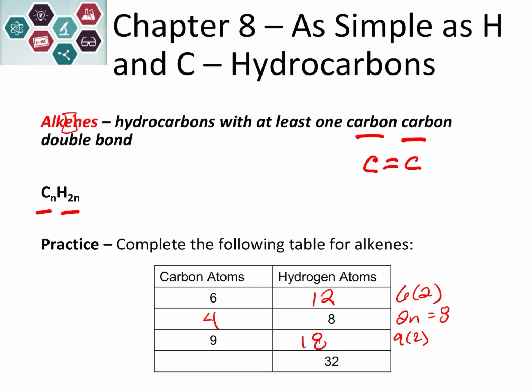All right, and then the last one, 2n is equal to 32, which means we're going to have 16 carbons.